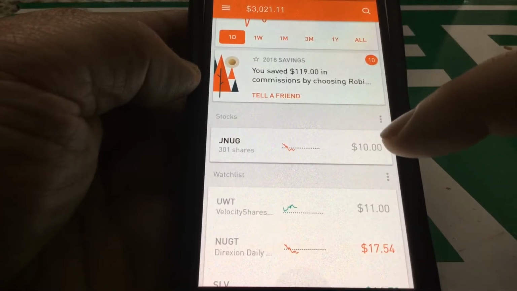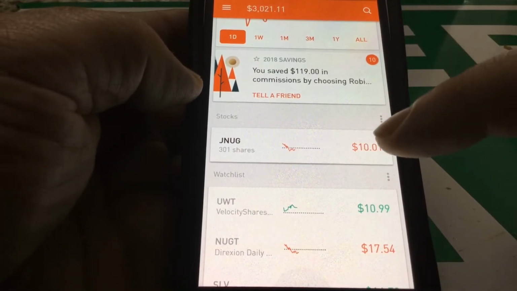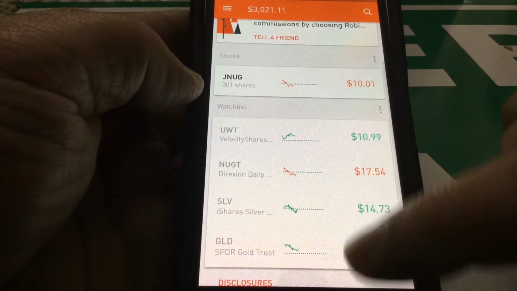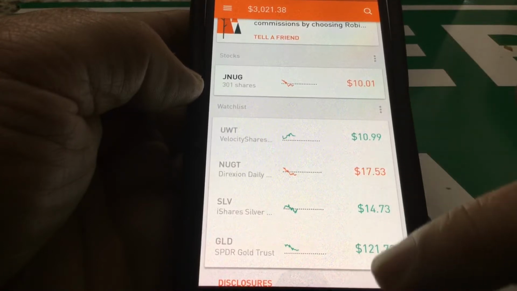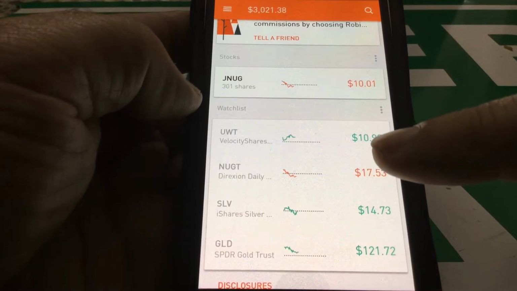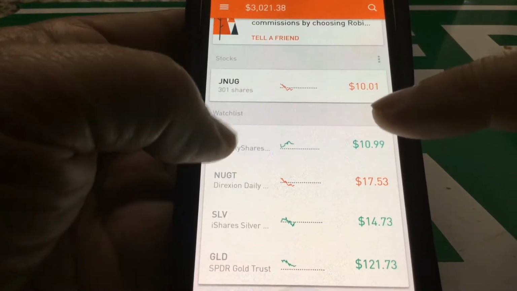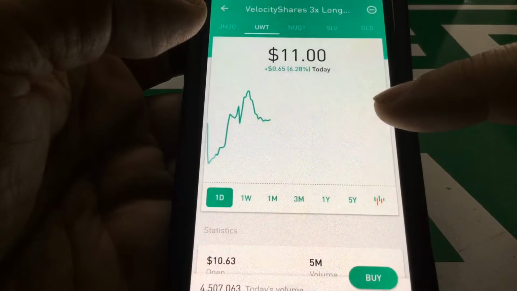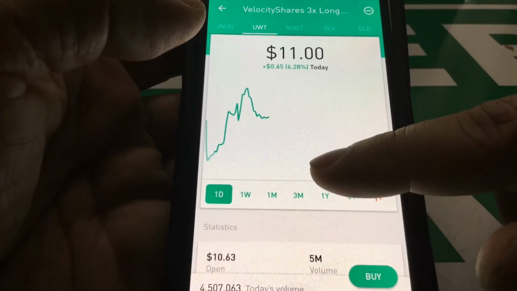So mostly what I have is JNUG. That's the junior miners. I have on my watch list here, this is what I own. There's one. On my watch list here, this one is oil. Let's see here. So basically oil is coming back.